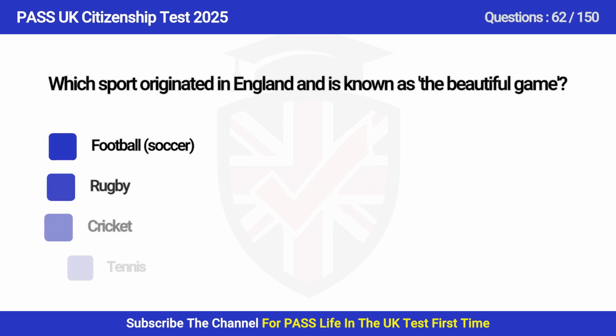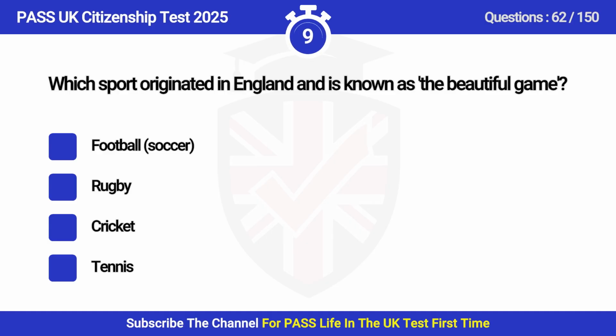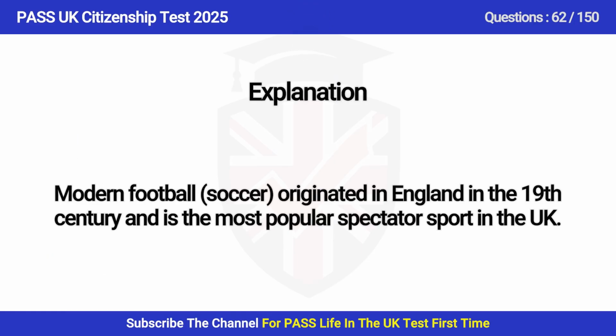Question 62. Which sport in England is known as the beautiful game? A. Football, soccer, B. Rugby, C. Cricket, D. Tennis. Answer is A. Football, soccer. Modern football, soccer, originated in England in the 19th century and is the most popular spectator sport in the country.